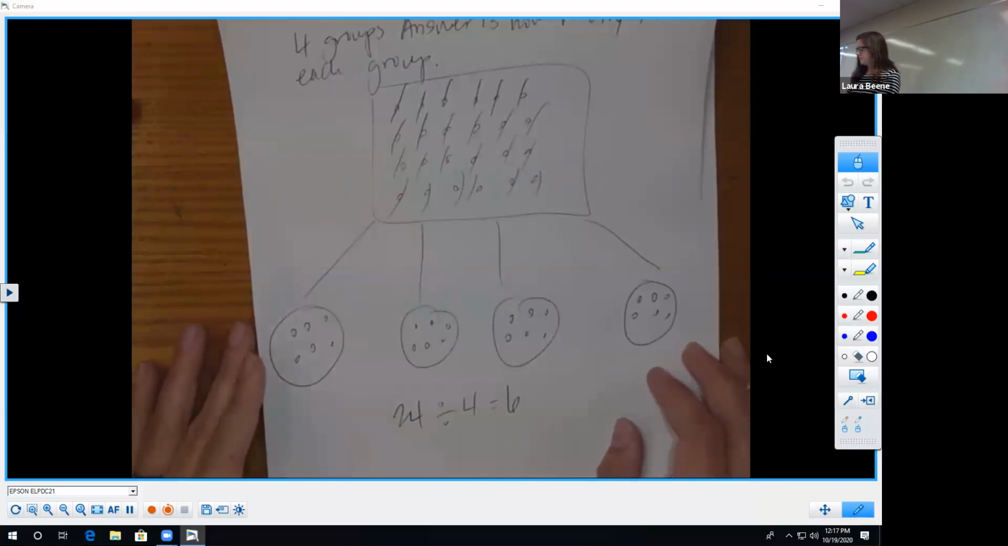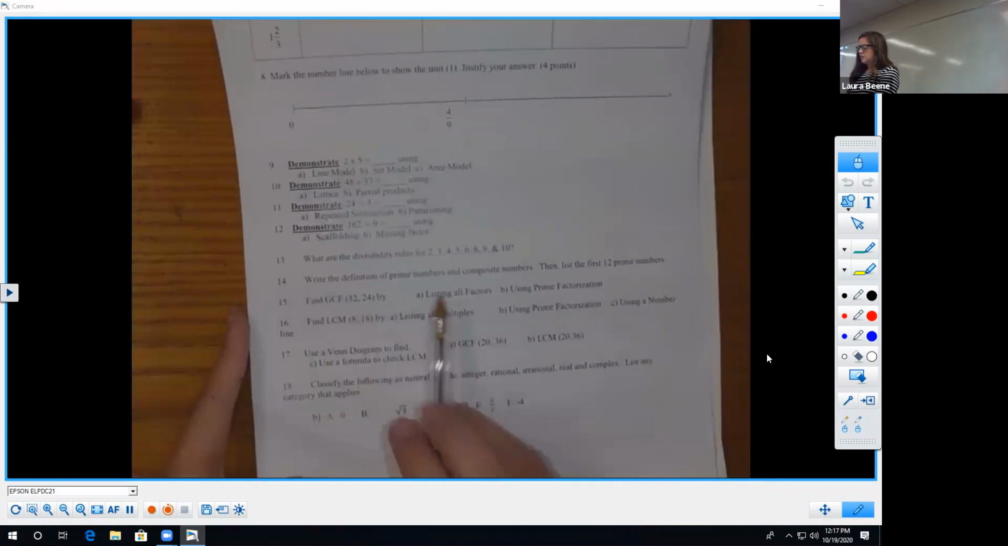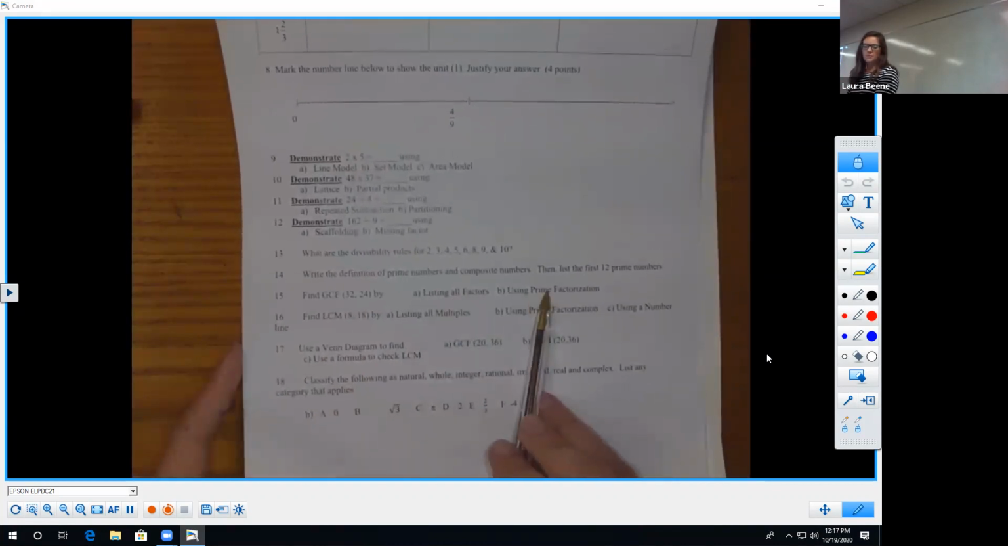We're going to move on to 15. Number 15 is greatest common factor by listing all factors and using the prime factorization.